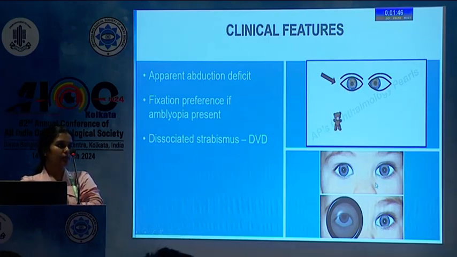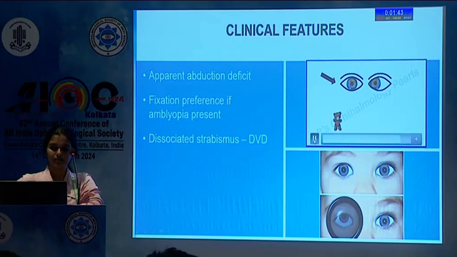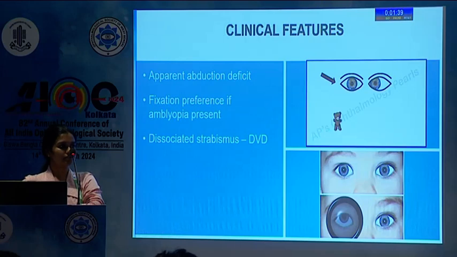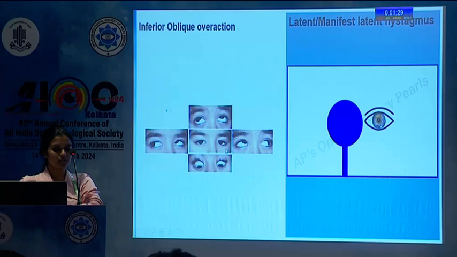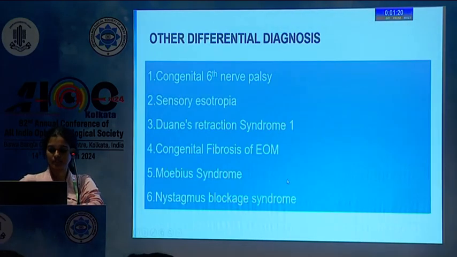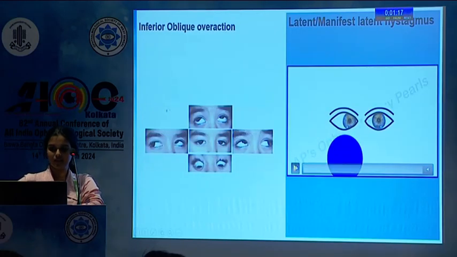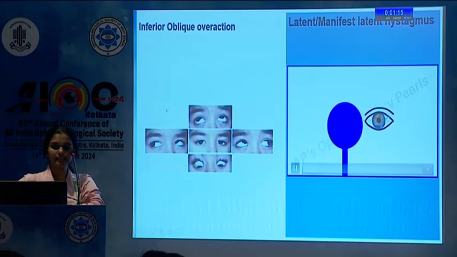Dissociated strabismus, that is the vertical deviation, is detected by a cover test. On covering the eye, there is a vertical deviation of the eye upwards. Inferior oblique overaction is assessed by the extraocular movements. On adduction, there will be an upward movement of the eye, as you can see in this image. Latent nystagmus is present. On occlusion of one eye, there is a slow nystagmus towards the side of occlusion.